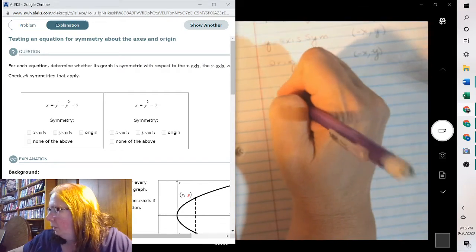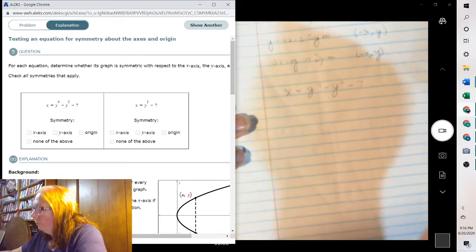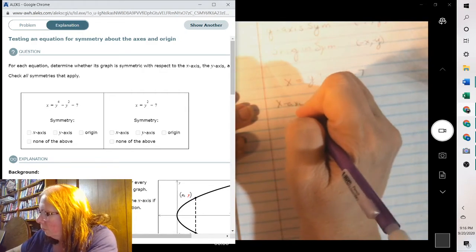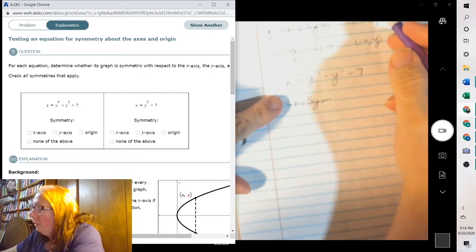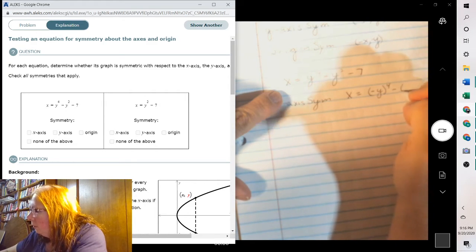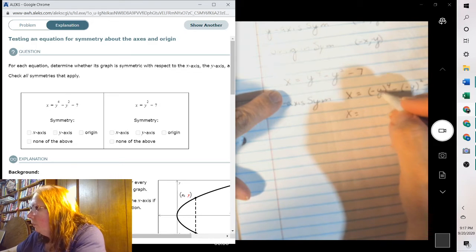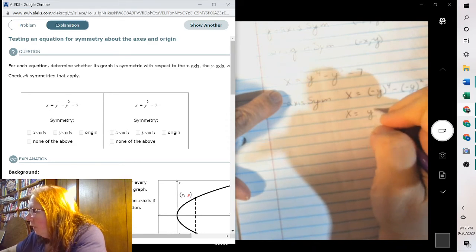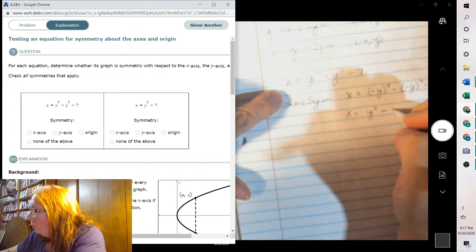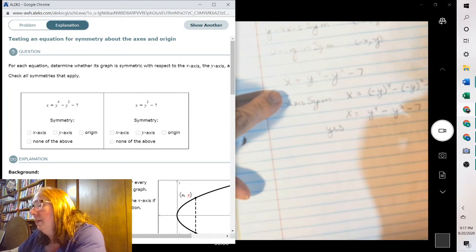So if we take x equals y to the fourth minus y squared minus 7. To check x-axis symmetry, you want to plug in a negative in the y's position. So we're putting in negative y to the fourth minus negative y squared minus 7. A negative to the fourth is a positive. So this is y to the fourth minus a negative squared is a positive. So it's y squared minus 7. And this is the original.